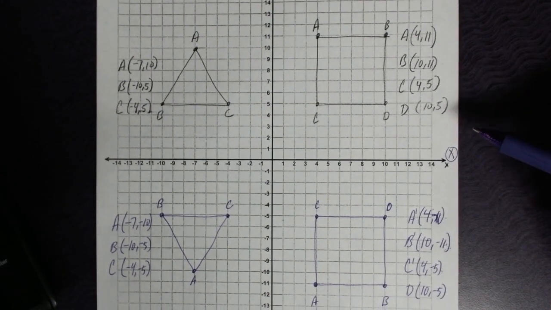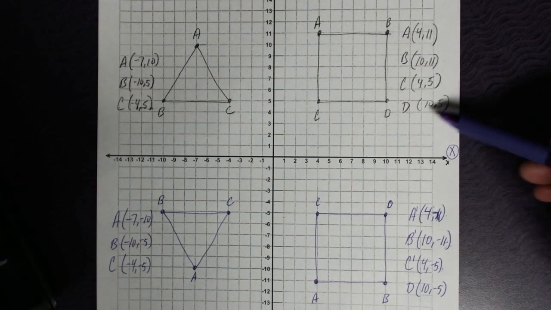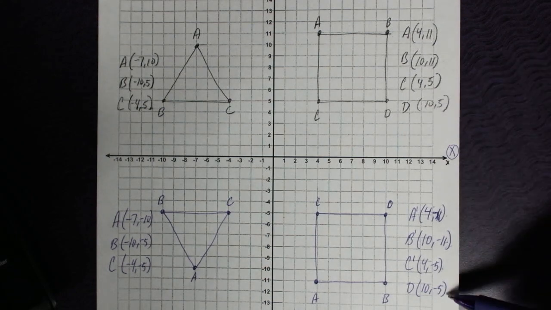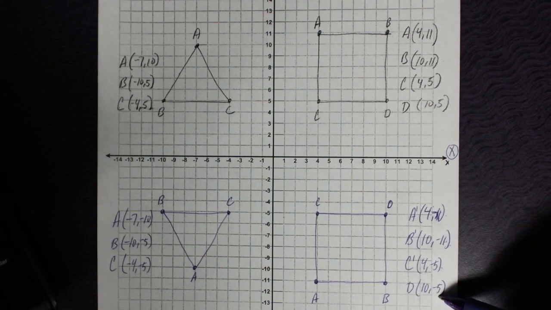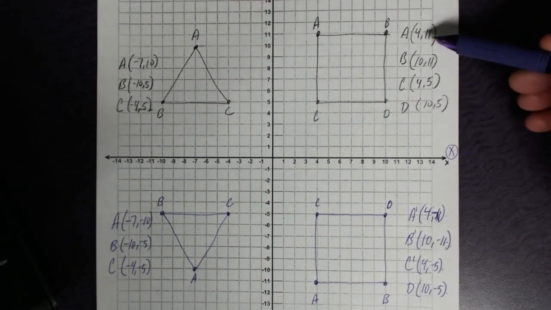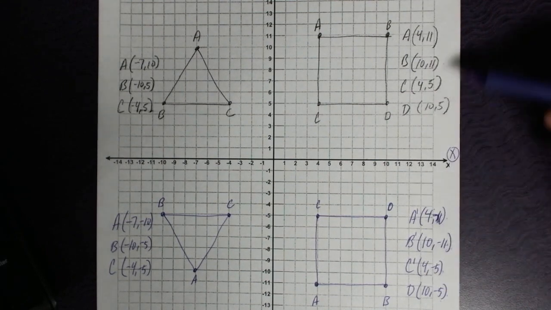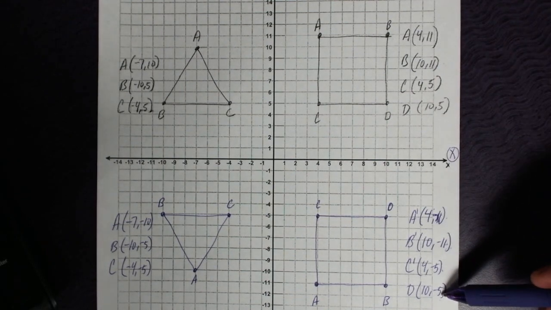Move it up just a little bit. D in the first image is 10, positive 5. Notice it changes to 10, negative 5. Again, the y value changed to the opposite. So in all of these points, the x value stays the same. The y value changed to the opposite.